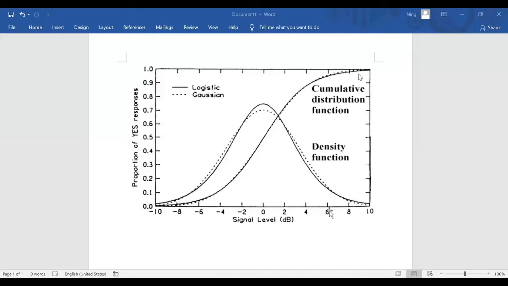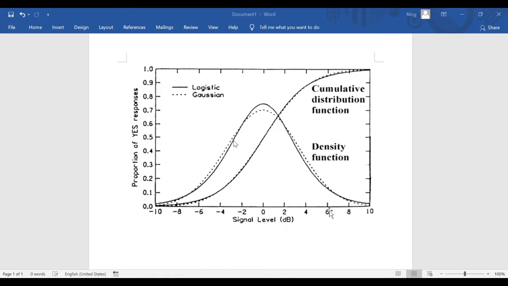Let me quickly show you the difference between a normal distribution and a logistic distribution. In this plot, the Gaussian distribution, or normal distribution, is shown in the dotted line, and the logistic distribution is shown in the solid line. Relative to the normal distribution, the logistic distribution is characterized by a higher peak and fatter tails. In other words, the logistic distribution is more leptokurtic than the normal distribution. Other than that, they are very similar to each other.